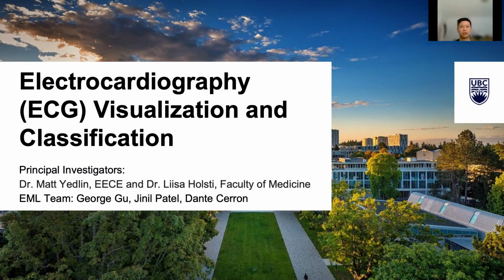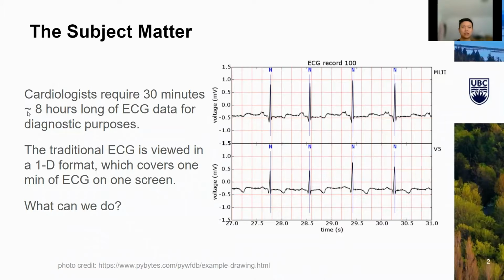Hello everyone, my name is George and I will walk you through the ECG visualization classification project. Right from the beginning, we're going to discuss the initial idea and how we came up with it. Here is a typical ECG diagram. It is essentially a 1D signal which measures the voltage on the heart as a function of time.